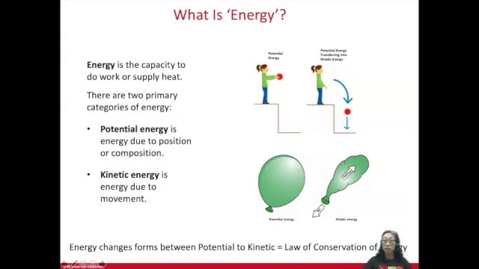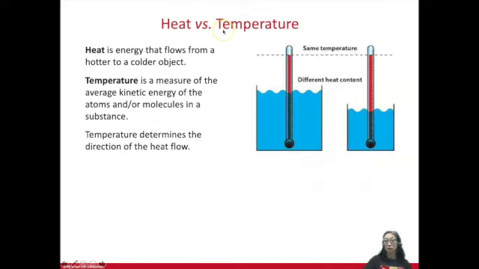On the macro scale, energy changes from potential to kinetic energy, and that's due to the law of conservation of energy, which is that the energy of the universe is constant. It is a giant number. I don't even know that number, but it's a giant number, and that's how much energy there is in the entire universe. And this is what we're working with, that this amount of energy just changes forms within that giant number.